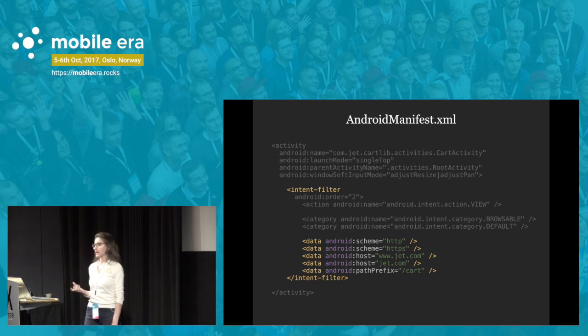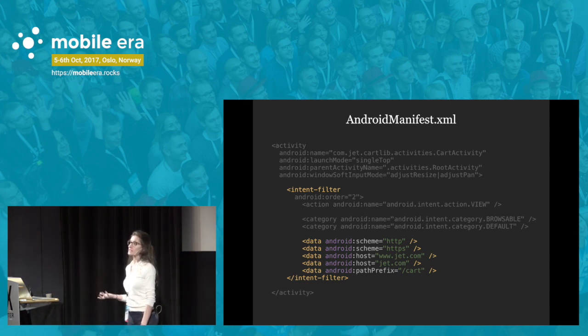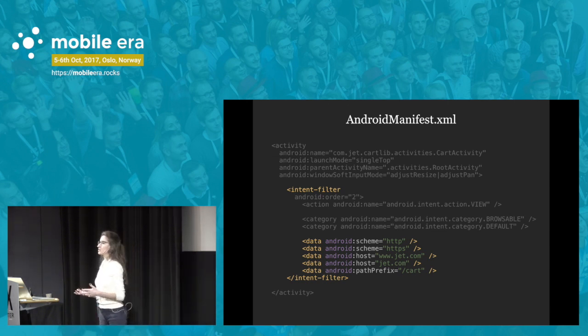As you can probably guess, the place where we declare our Instant App URL addresses is in the Android manifest. For each and every activity that serves as an entry point into your Instant application, you have to create an intent filter. You have to specify the scheme, and you have to specify the host and path prefix.